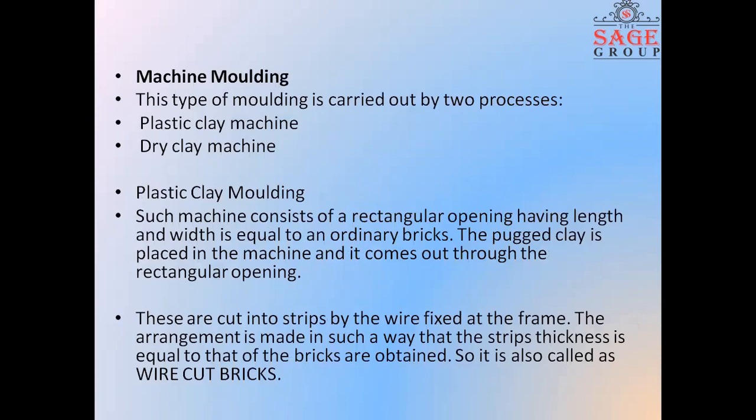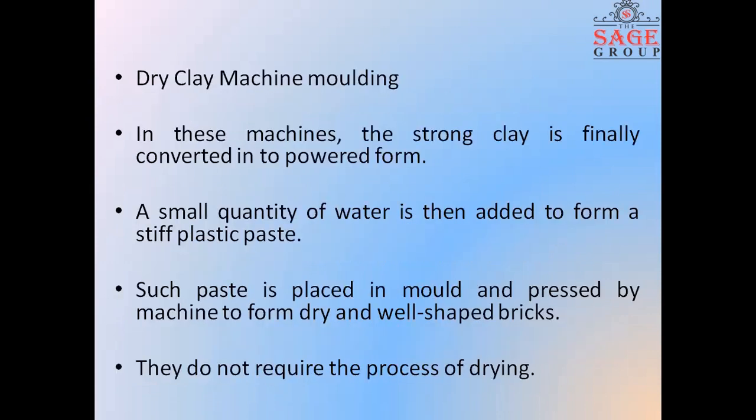It can be divided into two processes. First one is the plastic clay and second one is the dry clay. In the plastic molding, the machine consists of a rectangular opening having a length and width equal to the ordinary brick. The pugged clay is placed in the machine and it comes out through the rectangular opening. These are cut into strips by wires at the frame, and the arrangement is made in such a way that strips of thickness equal to the brick are obtained, and it is so called a wire cut brick.